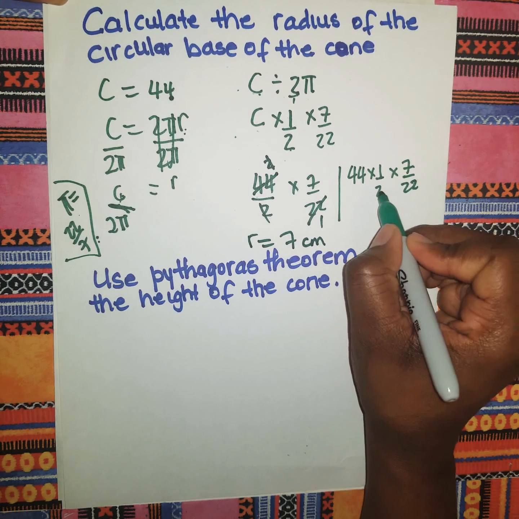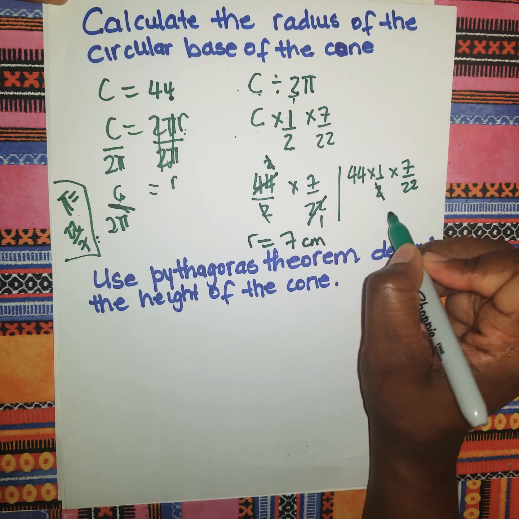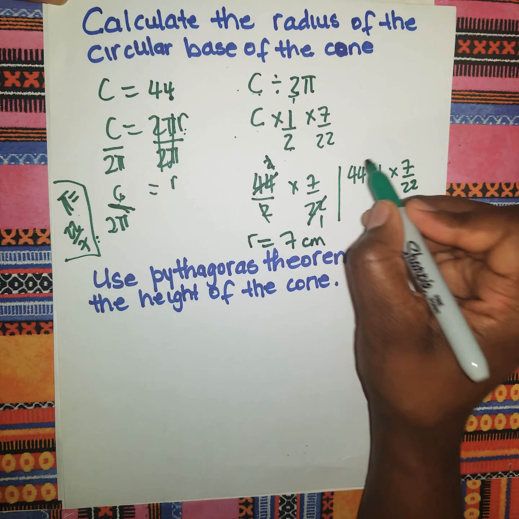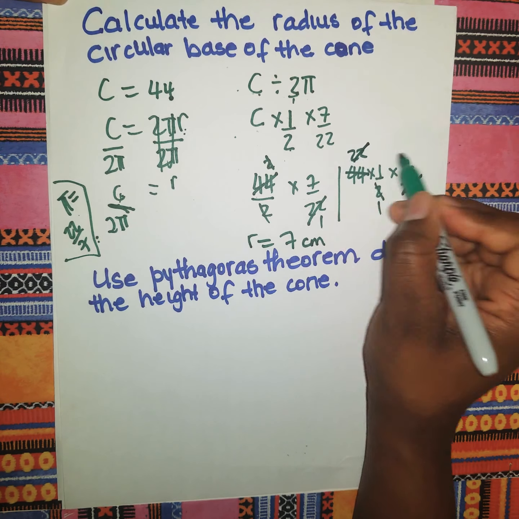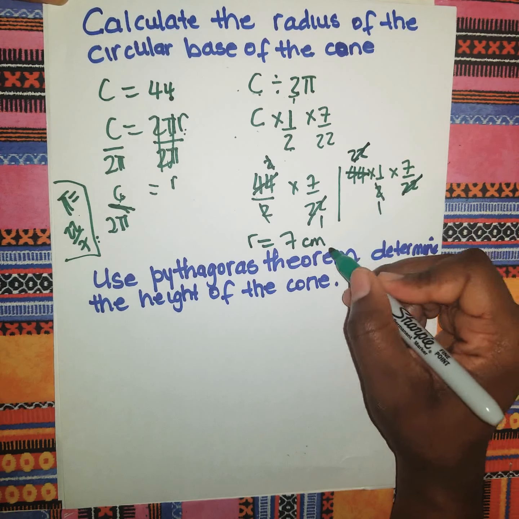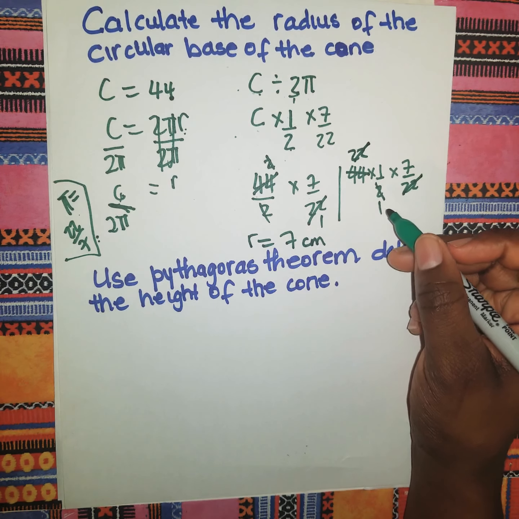Let's try using this way. 22 into 1, 2 into 2 goes 1 times. 2 into 44 goes 22 times. 22 cancels 22, and so 7. So it gives you the same answer, r to be 7 centimeter.